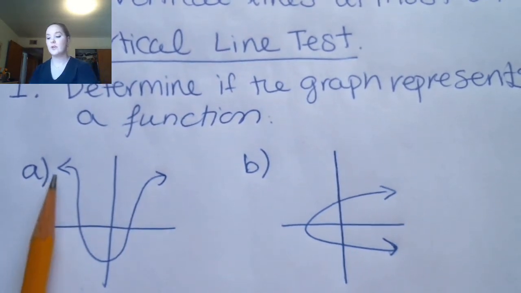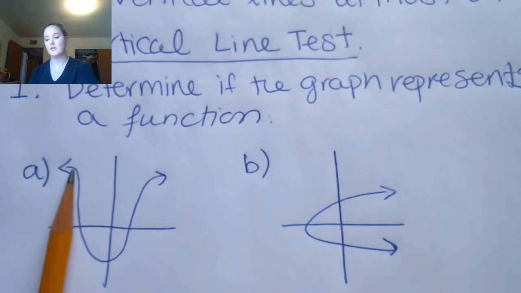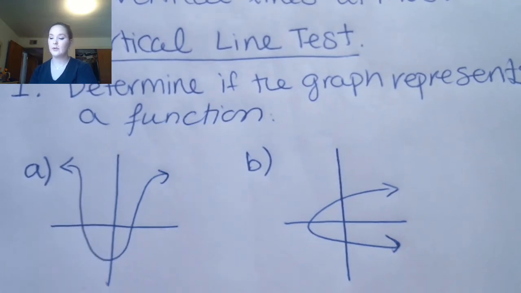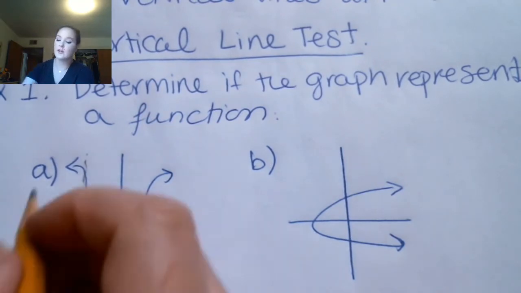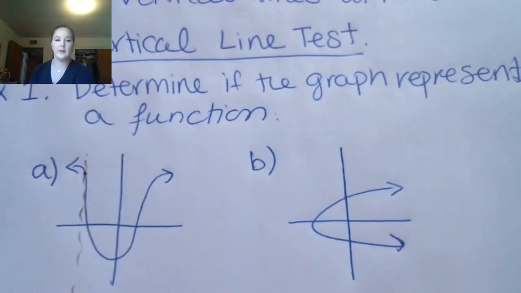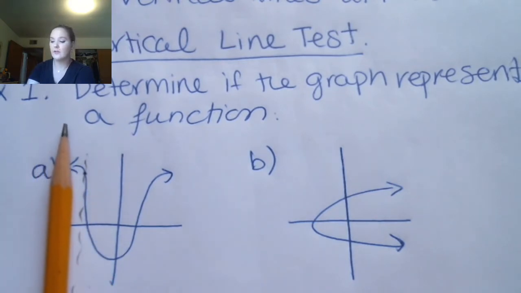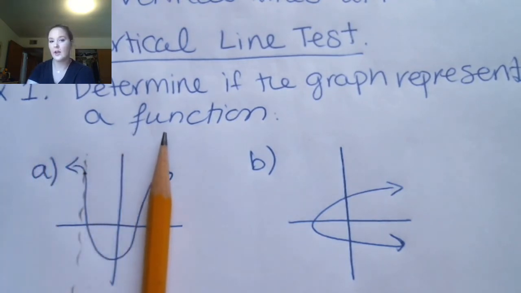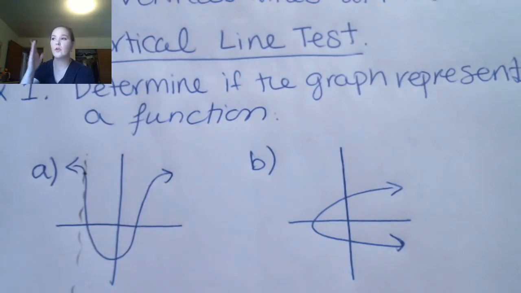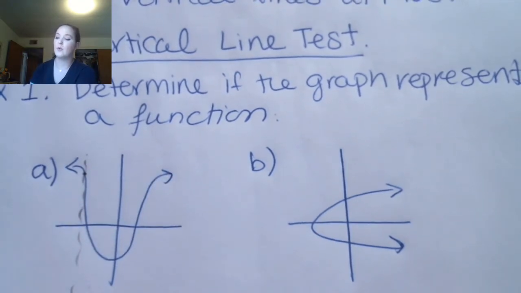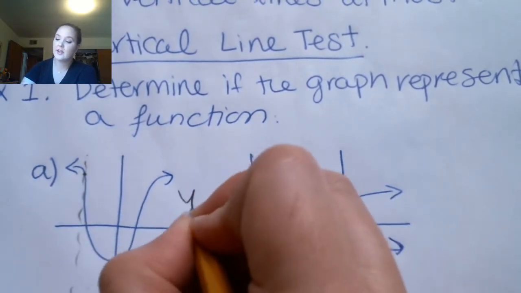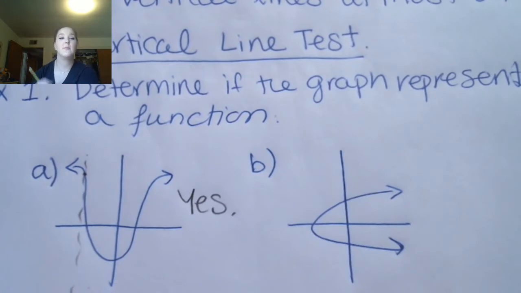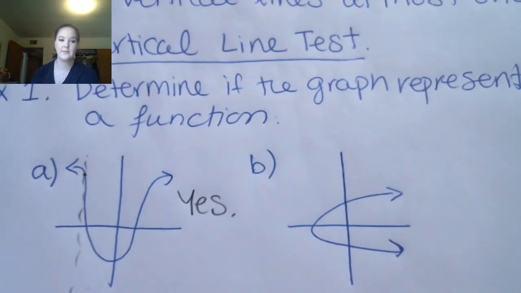Okay, so for this first one, we're going to move across, okay, and we're going to see that if we were to draw a vertical line like this, for example, you can see that it's crossing the graph just at this one point here. Okay, so we're going to imagine that all the way across the graph from left to right. Okay, and we can see that there's no vertical line that would cross the graph more than once. Okay, so does this represent a function? Yes. Okay, and it's because it passes the vertical line test.